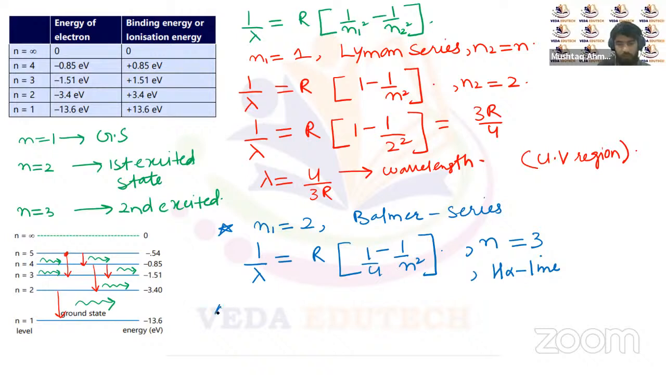Similarly, for n equal to 4, if the transition is from n equal to 4 to n equal to 2, we call it the H beta line. This is for the Balmer series. So for the Balmer series, the n1 value, or the final transition state, will be equal to 2.